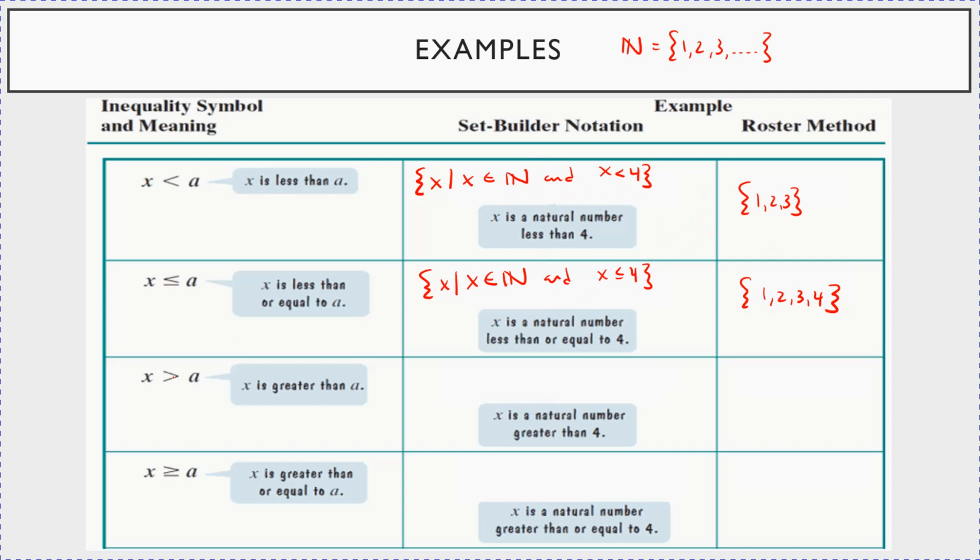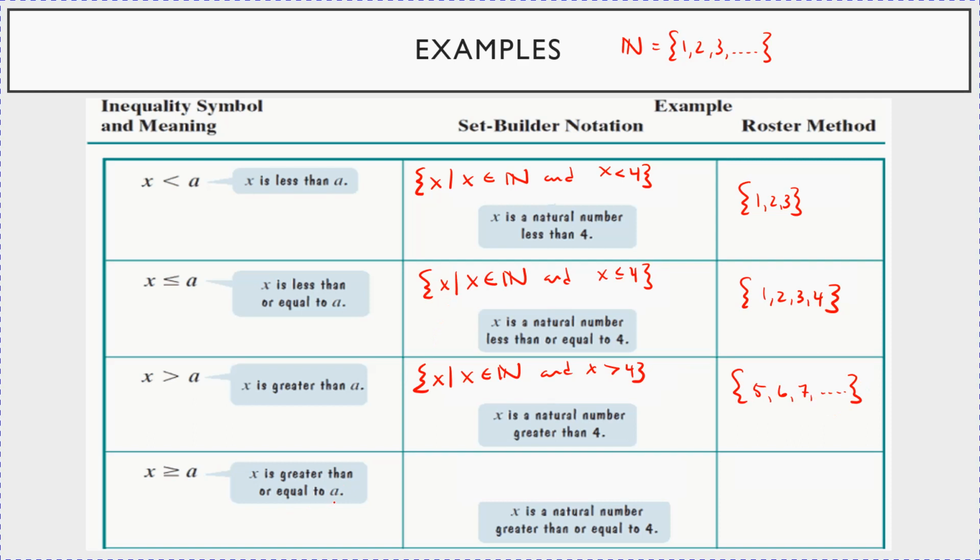So then you could have x greater than a number. Let's write the set of x is a natural number greater than 4. So x such that x is an element of the natural numbers and x is greater than 4. Well, if it has to be greater than 4, that would be the numbers 5, 6, 7, and going on forever.